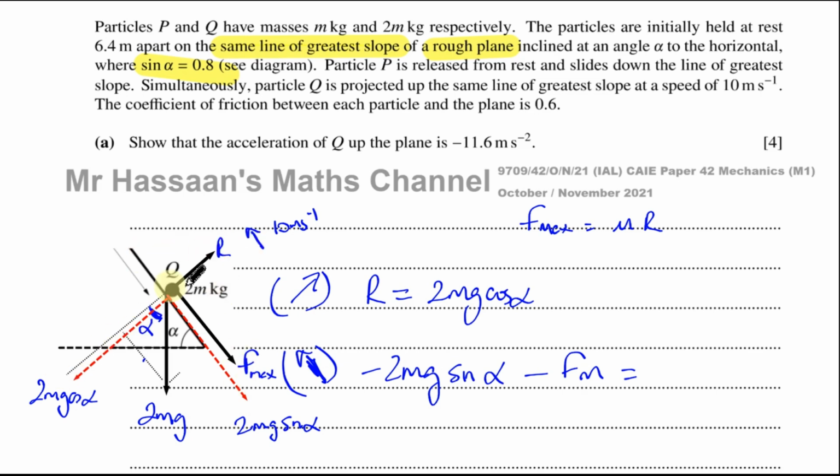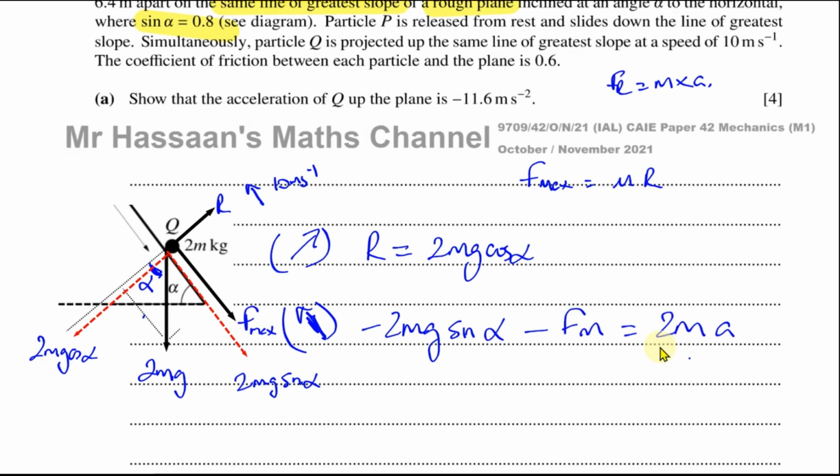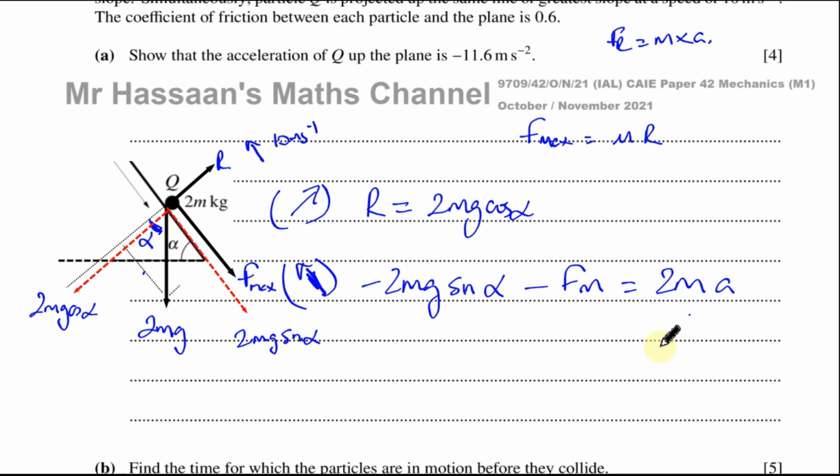In this sense, it's in equilibrium. Why? Because it's not moving perpendicular to the plane. But in this sense, there's a resultant force, so it's going to be F equals ma. The resultant force, as we know, is mass times acceleration. So you're going to have the mass, which is 2m, times a, and our objective is to find a. Now, we know F max is equal to mu R, so we can put that value in here and continue.